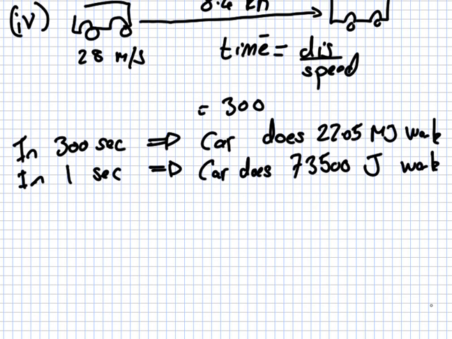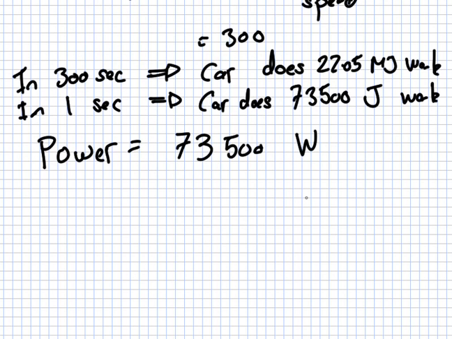Okay. Now we also have our, what's the definition of power? Or what's the unit for power? Yeah, and what is that? What is 1 watt? Joules per second. So when I say the car does 73,500 joules of work in 1 second, that's the same as saying that the power of the car is 73,500 watts. Joules per second.